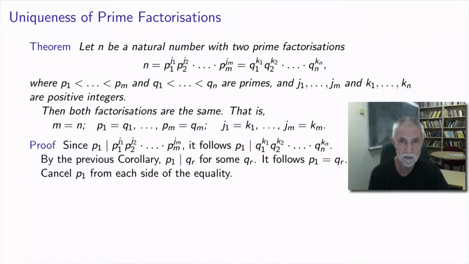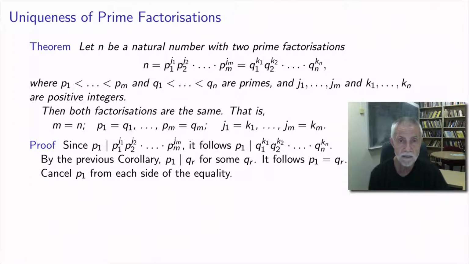We assume we have a natural number n with two factorizations, p1 to a power j1 times p2 to a power j2 and so on is equal to q1 to some power k1 times q2 to some power k2 and so on. And of course, without any loss of generality, we can rearrange the factors on the left side so that p1 is the smallest, p2 is the next and so on. And similarly with the q1, q2 and so on on the right hand side. And as I note here, j1 up to jm and k1 up to kn are positive integers.